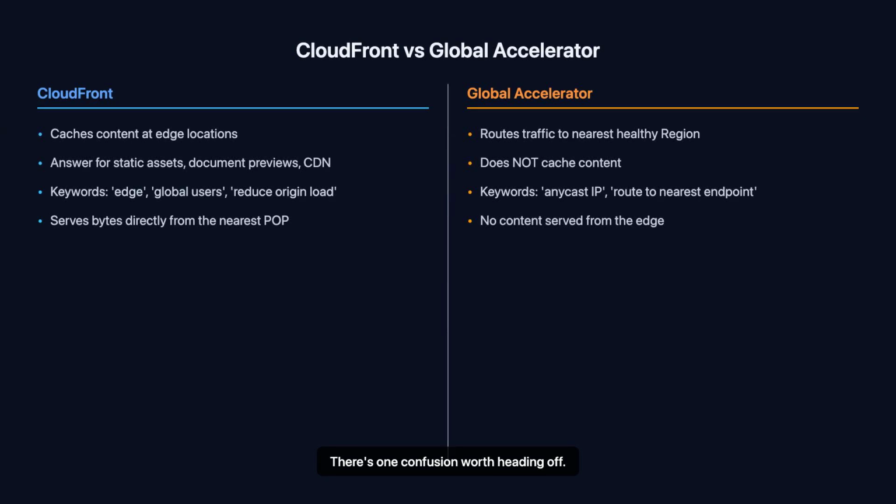There's one confusion worth heading off. CloudFront and Global Accelerator both use the Amazon Web Services edge network, but they do different jobs. CloudFront caches content at edge locations. It's the answer for static assets, document previews, and anything described as a CDN. Watch for the words edge, global users, and reduce origin load. Global Accelerator routes traffic to the nearest healthy region, but it does not cache anything. Its keywords are anycast IP addresses and routing to the nearest endpoint.